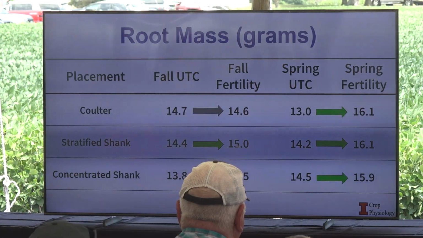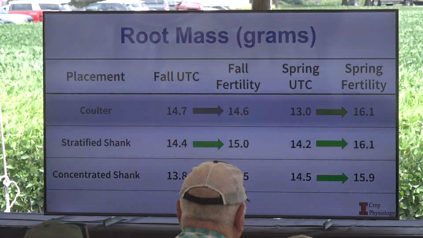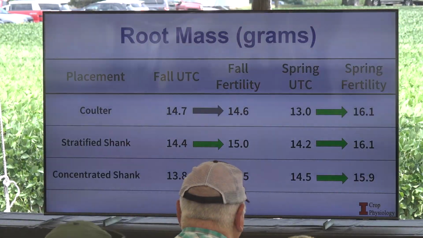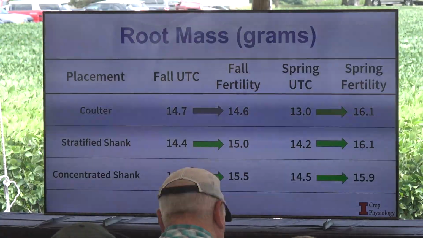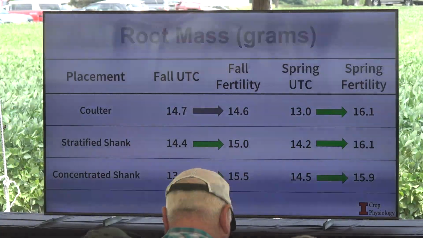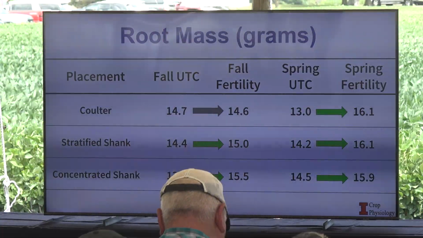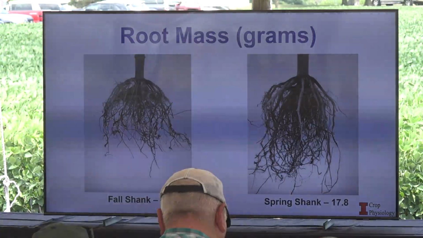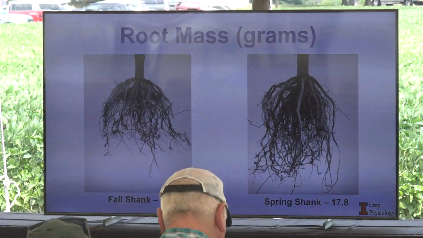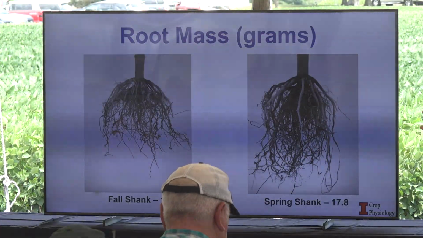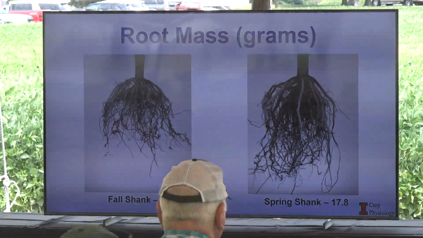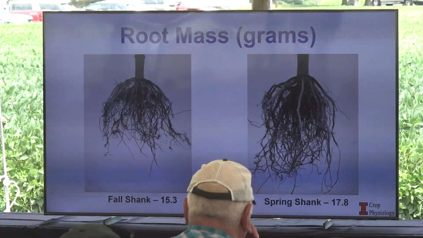So as we add fertility, as you can see here, 5 of the 6 built bigger root systems by mass. Now mass can be a little confusing. You can have big roots that don't equate the mass, or you can have a lot of small roots that do equate the mass. So what these treatments look like is, here's 2 pictures. The left, these are the same exact treatment. The only difference is fall versus spring. So these are both concentrated shank. One's fall, one's spring with P&K.